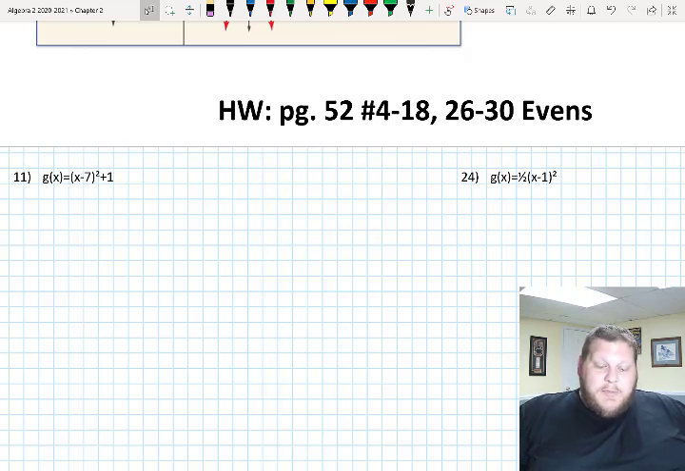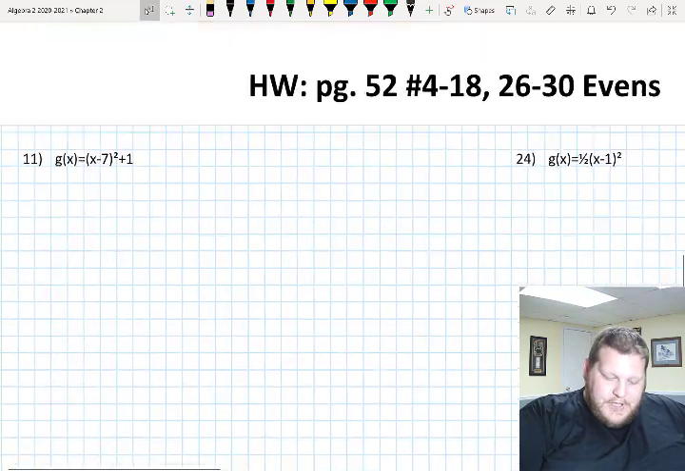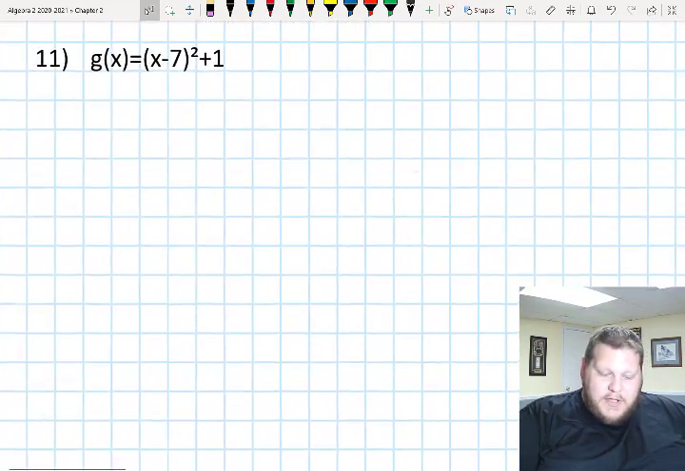So I wanted to do something like number 11, which is similar to 4 through 12, and then something like 24 that's more similar to 26 through 30. With both of these, your instructions are to describe the transformation from f of x being x squared, my parent function, to the g that we're given, and then graph each of those two functions. So let's go ahead and just jump into number 11 here.